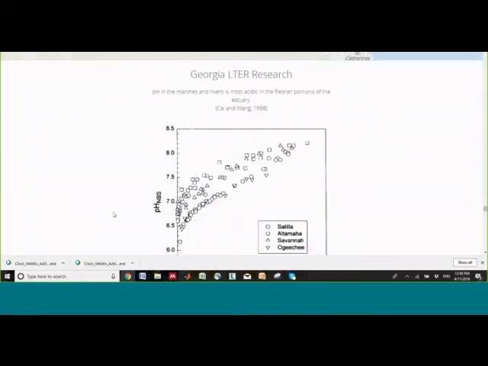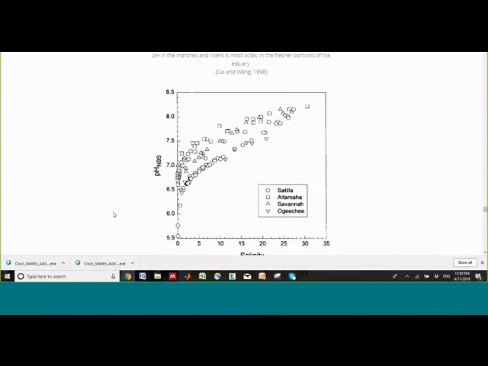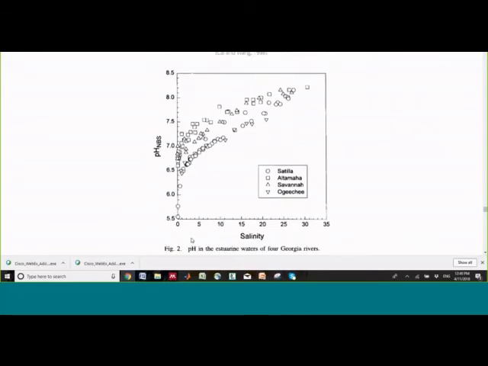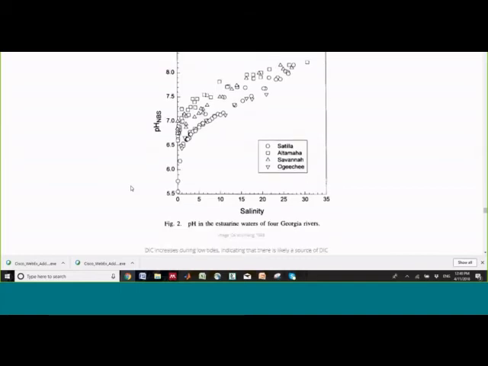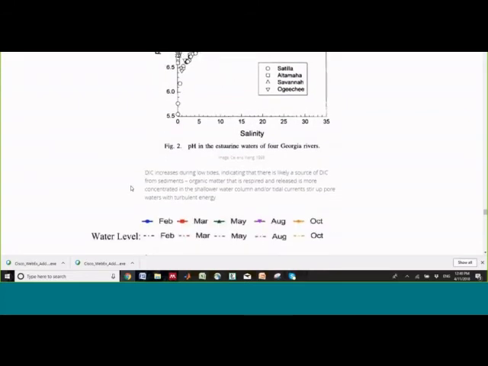So again, as I mentioned, we know that pH is lower in freshwater. So here we have salinity versus pH on the y-axis in 4 different rivers in the South Atlantic Bight. So there's no doubt here that pH is certainly lower, but what's going on in the estuary, that's where we have a large question mark at the moment.